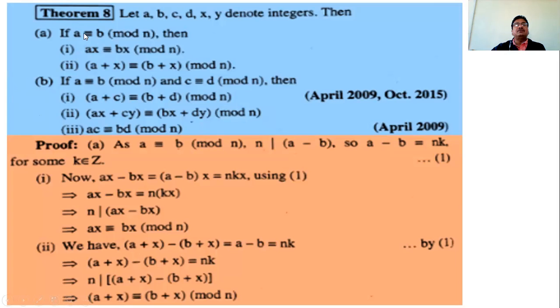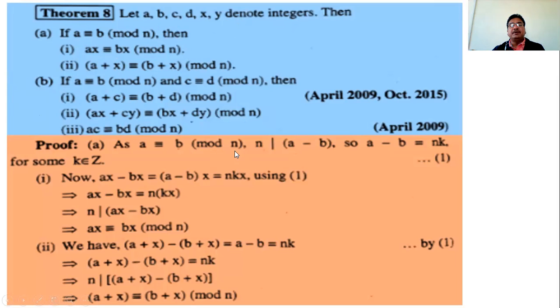The first property is what? If A is congruent to B modulo n, then prove that Ax is congruent to Bx modulo n. All these A, B, C, D, X, Y, all these are what? Integers. Then what is theorem number 4? That A is congruent to B modulo n, then we have to show Ax is congruent to Bx modulo n, and A plus X is congruent to B plus X modulo n. And similarly the B.